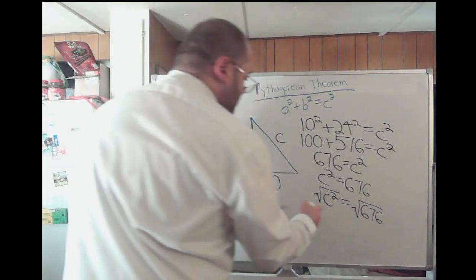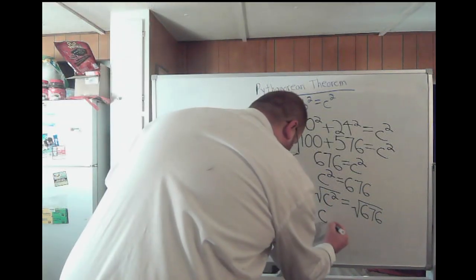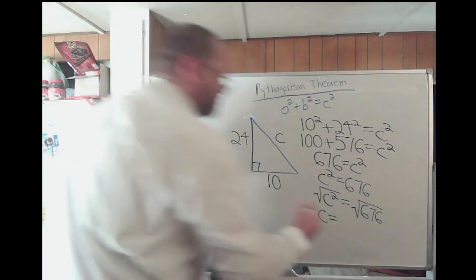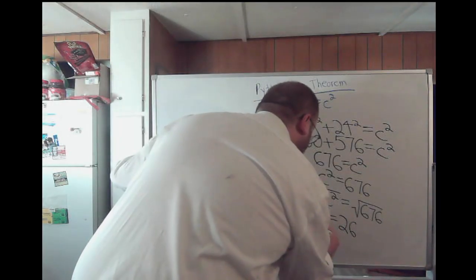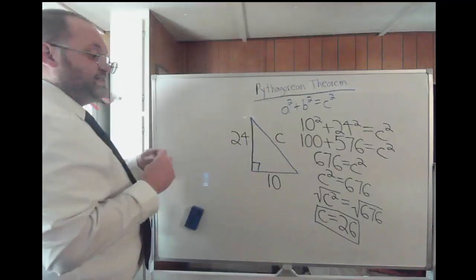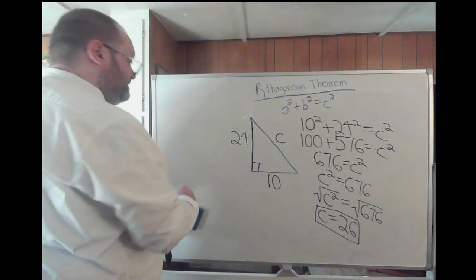So on the left side, square root of c squared, that would be just c. That's going to be equal to the square root of 676, which is 26. So the answer is the hypotenuse c has a length of 26. That's exactly what you would get. C is equal to 26.